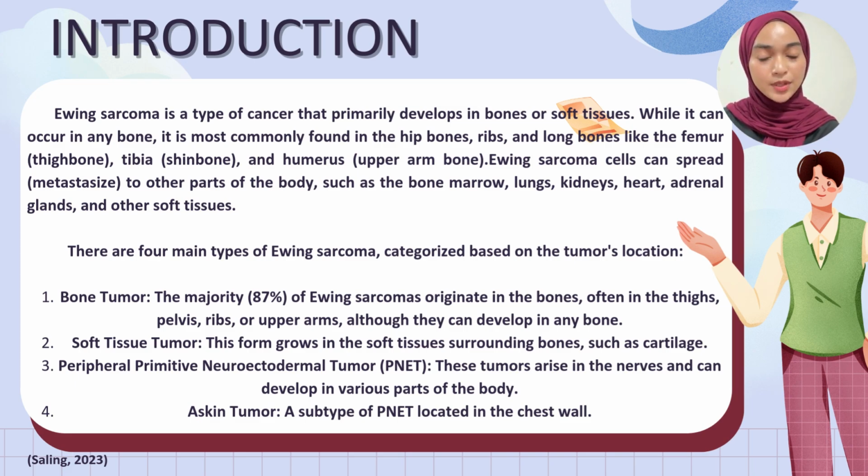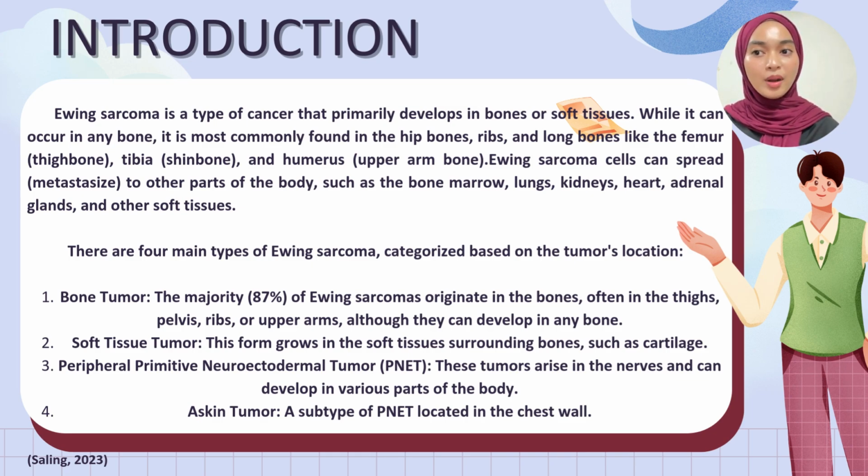There are four main types of Ewing sarcoma categorized based on the tumor's location. First, we have the bone tumor. The majority, 87% of Ewing sarcomas, originate in the bone, often in the thigh, pelvis, ribs, or upper hand, although they can develop in any bone.